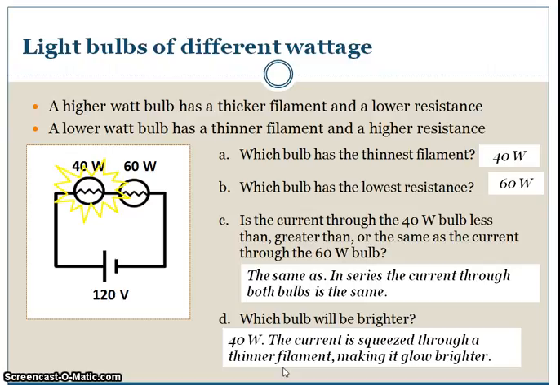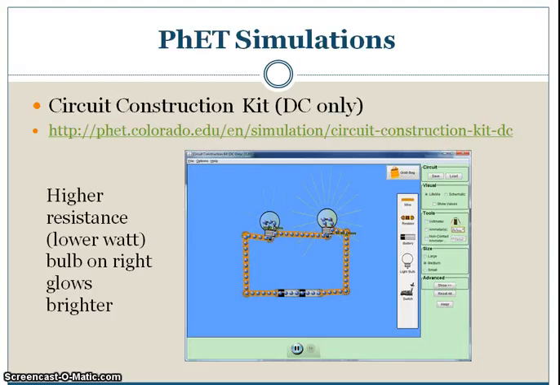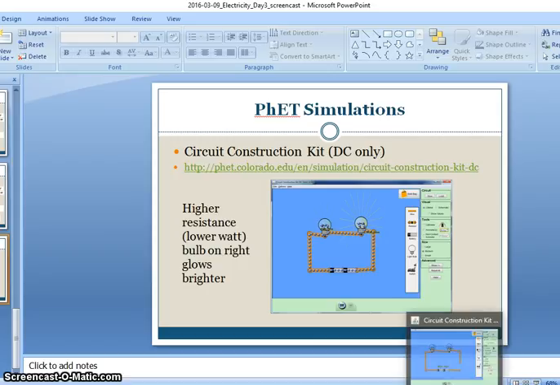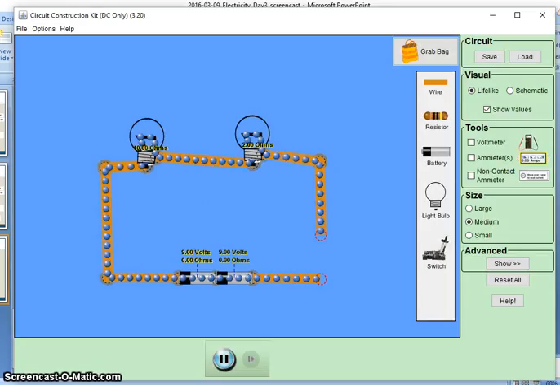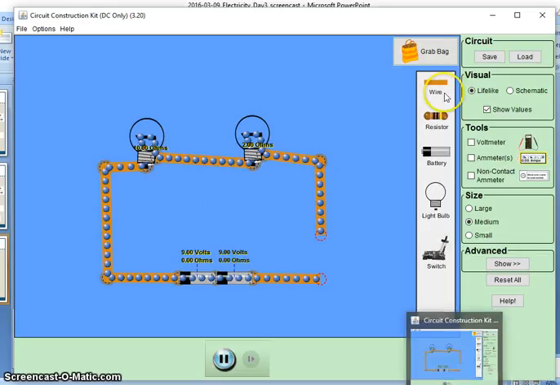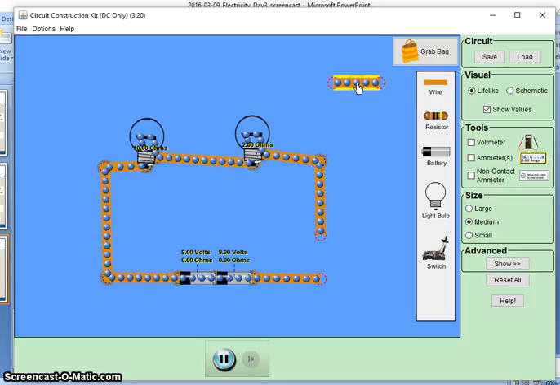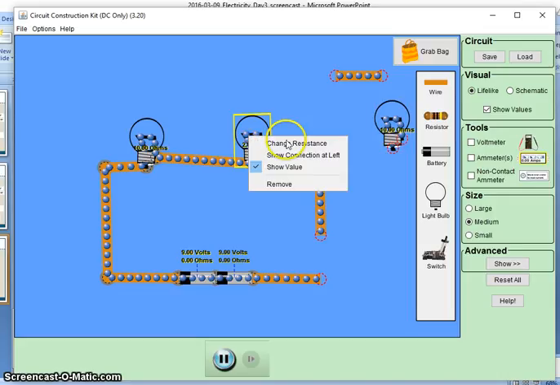And I can illustrate this using a simulation. There's a circuit construction kit on the PhET simulation website where you can build different circuits and see the movement of the charges going through them. I've already started building this one. This one only runs in Java, I think, so far. You can take different wires with different connection points and different light bulbs, and connect up your own circuit here, and then you can right click on it and change the resistance values.